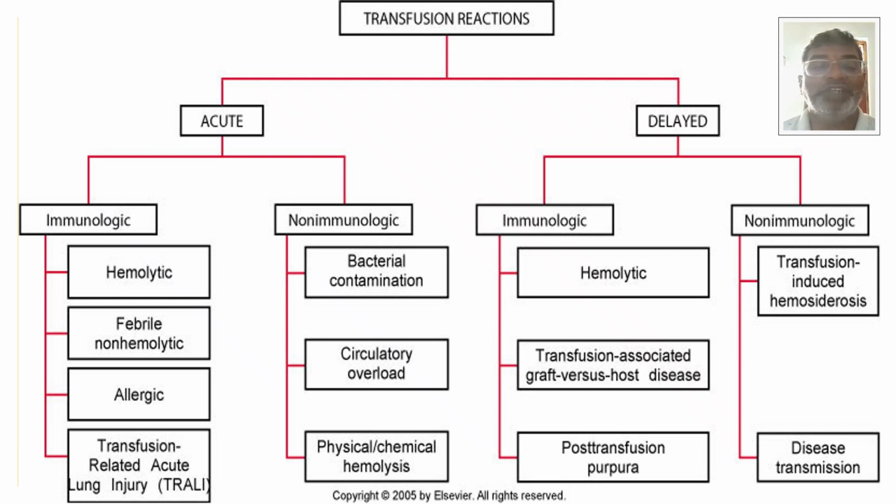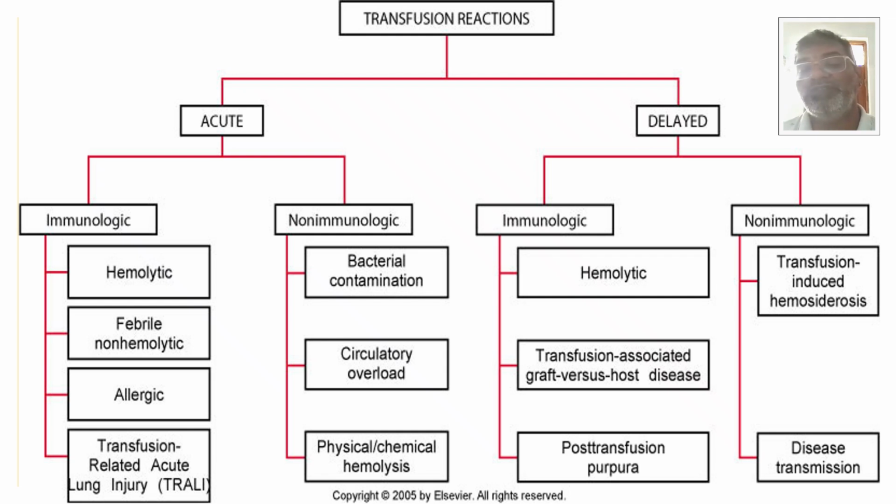Acute transfusion reactions can be immunologic and non-immunologic. Under the immunologic, they can be hemolytic transfusion reactions, febrile non-hemolytic transfusion reactions, allergic reactions, and transfusion-related acute lung injury. Febrile non-hemolytic transfusion reactions are the most common transfusion reactions that are going to be seen very regularly. Coming to the non-immunologic acute transfusion reactions, they are bacterial contamination, transfusion-associated circulatory overload or TACO, and physical or chemical hemolysis.